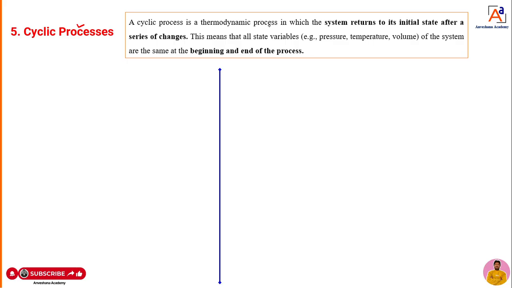A cyclic process is a thermodynamic process in which the system returns to its initial state after a series of changes. Okay, this means that all the state variables like pressure, temperature, volume of the system are the same at the beginning and end of the process. So I repeat, a thermodynamic cyclic process is a thermodynamic process in which the system returns to its initial state after a series of changes.